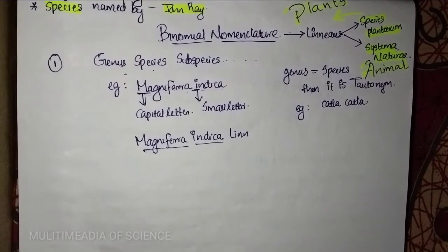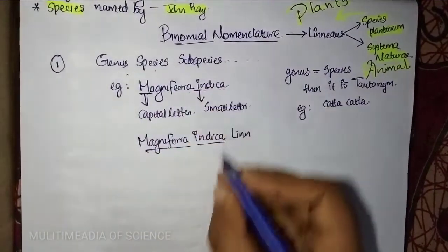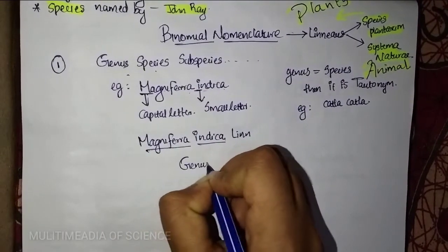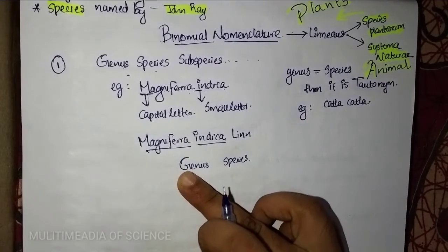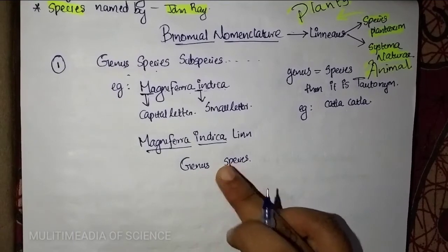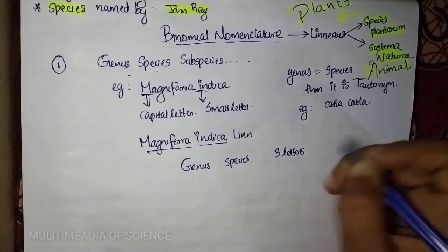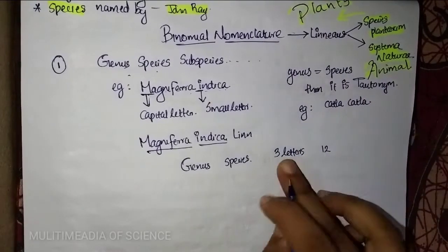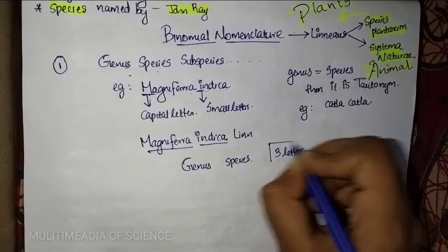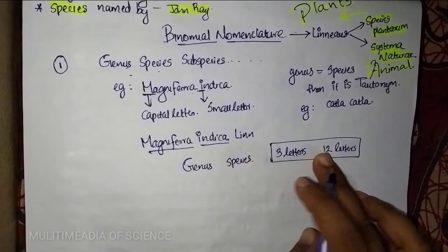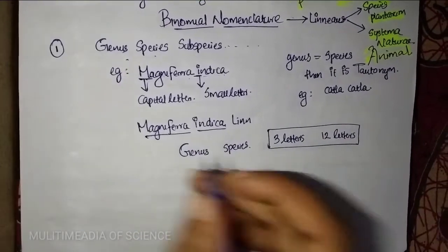Next is about the length. This is the generic name, and this is the species name. When you write the genus name and the species name, the length of the genus name or the species name should not be less than 3 letters and not more than 12 letters. So minimum 3 letters and maximum 12 letters. That should be remembered.